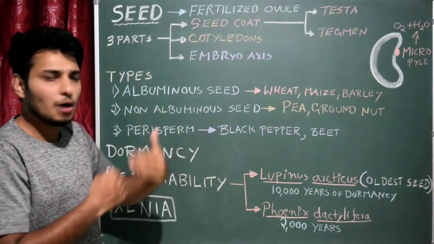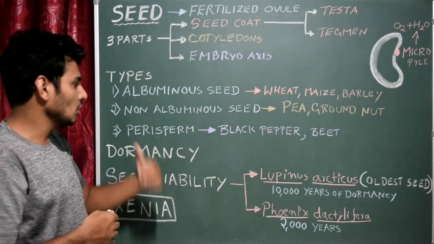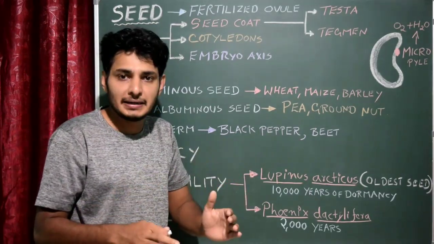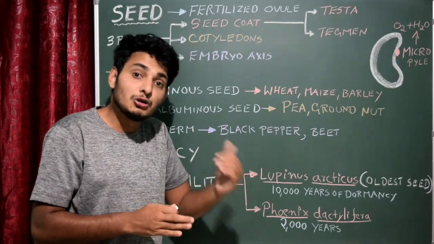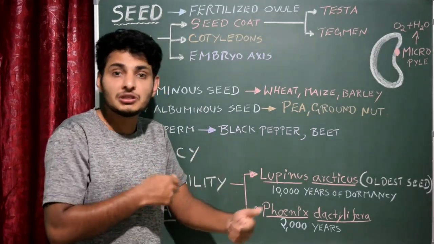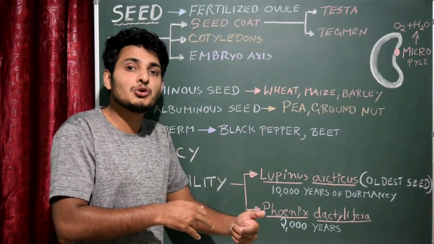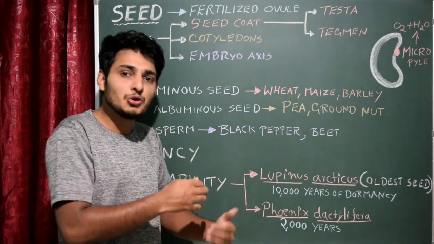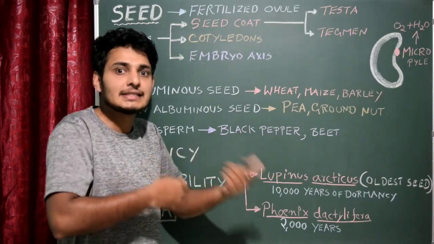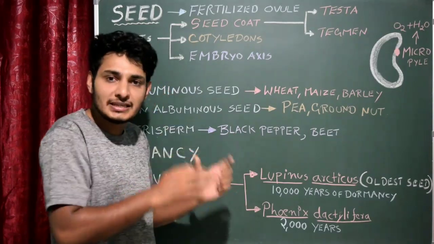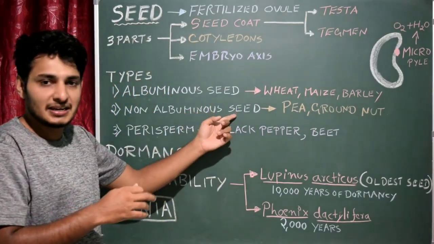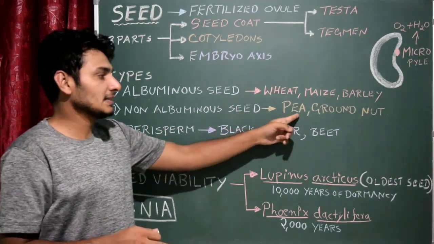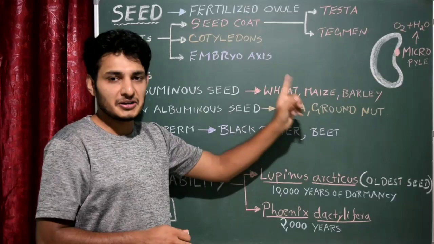Non-albuminous is exactly opposite to the albuminous seed. Non-albuminous seed means endosperm is completely absent in a seed. That means endosperm was present during embryogenesis, but it was consumed by the embryo, correct? The embryo consumed the endosperm during its development, so you don't see the endosperm inside the seed. That kind of seed is called non-albuminous seed. Example, pea, groundnut. Remember it.